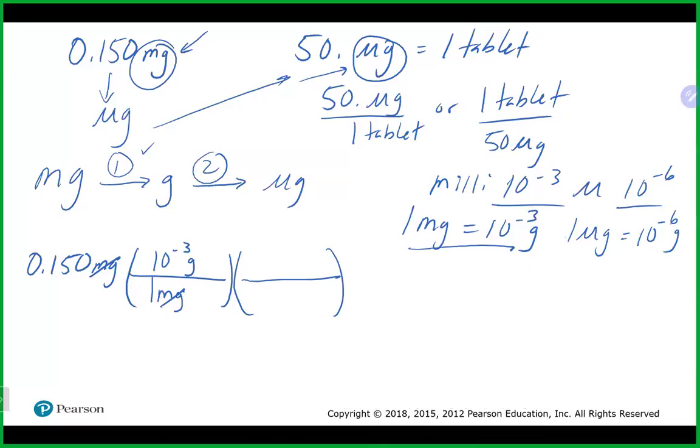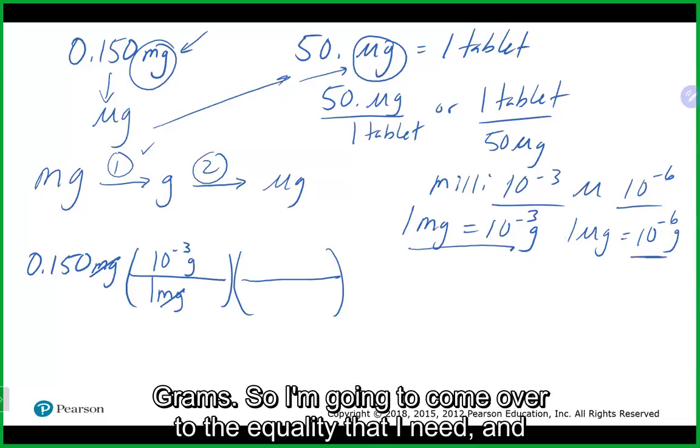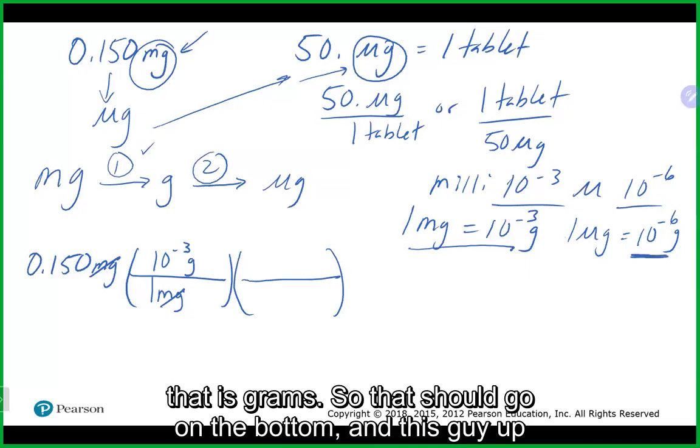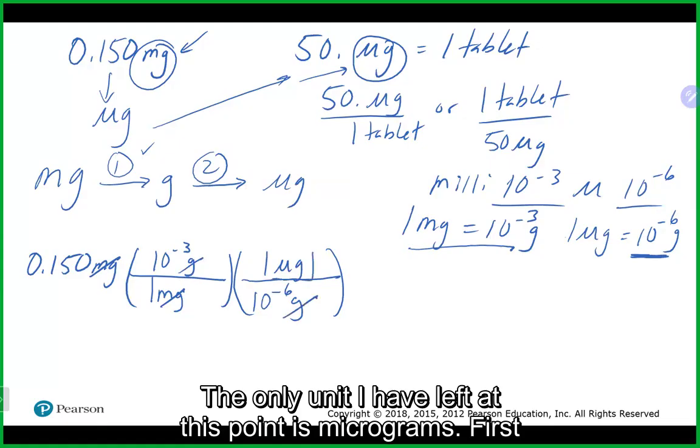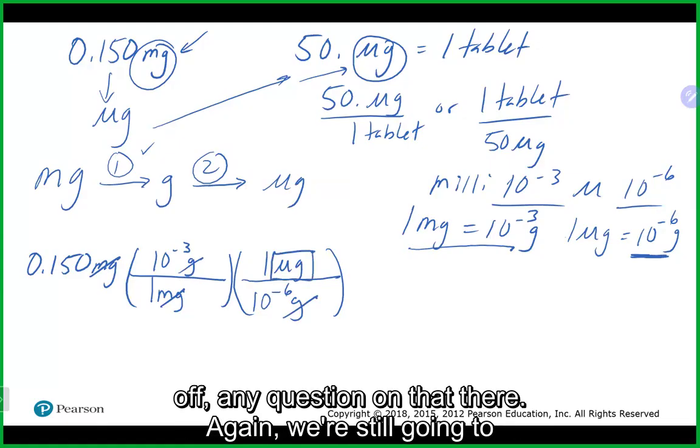Micrograms or grams? Grams. So I'm going to come over to the equality that I need, and that is grams. So that should go on the bottom, and this guy up here should go up on top. Once again, opposites will cancel. The only unit I have left at this point is micrograms. First off, any question on that there?